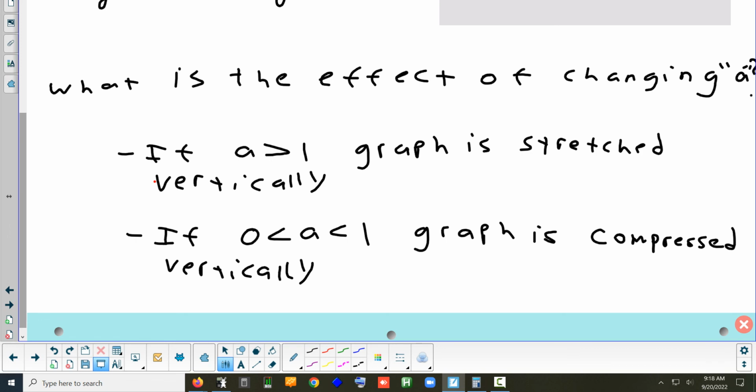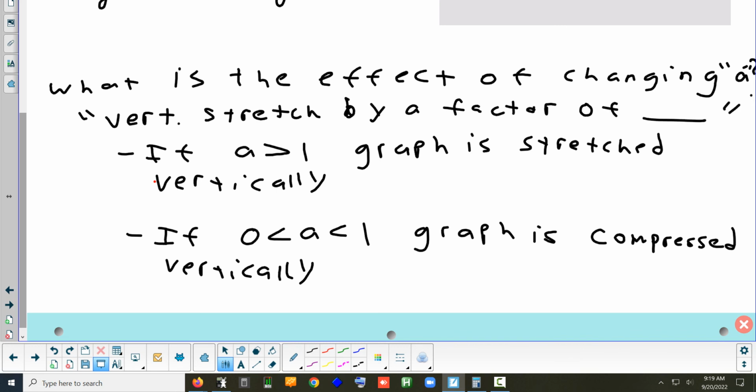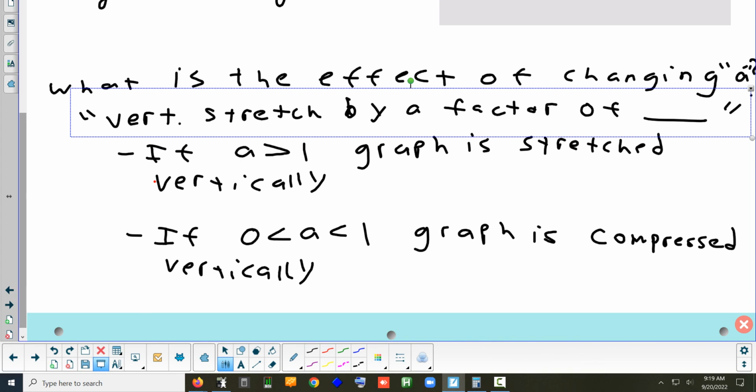Regardless of whether it's stretched or compressed, the way we always describe this type of transformation is like this. Vertical stretch by a factor of, and then you tell me what A is. That's how you always say it. So if you told me vertical stretch by a factor of 2, then I know, okay, it got twice as tall. If you tell me vertical stretch by a factor of 1/3, I know that that really means it compressed. But this just allows us to say it the same way every time and just put a different number in that spot.